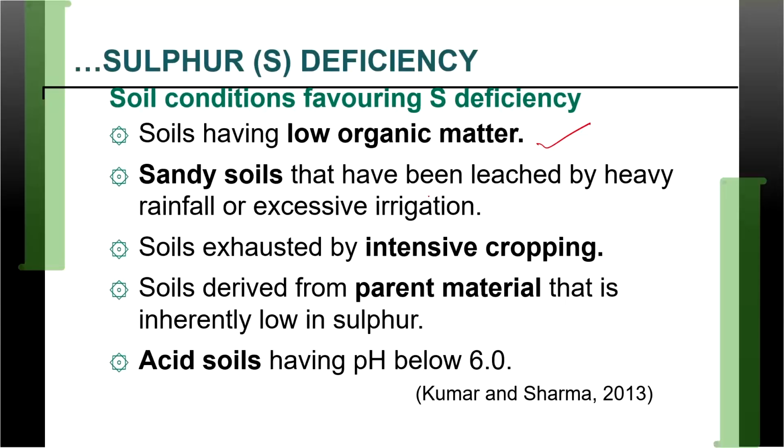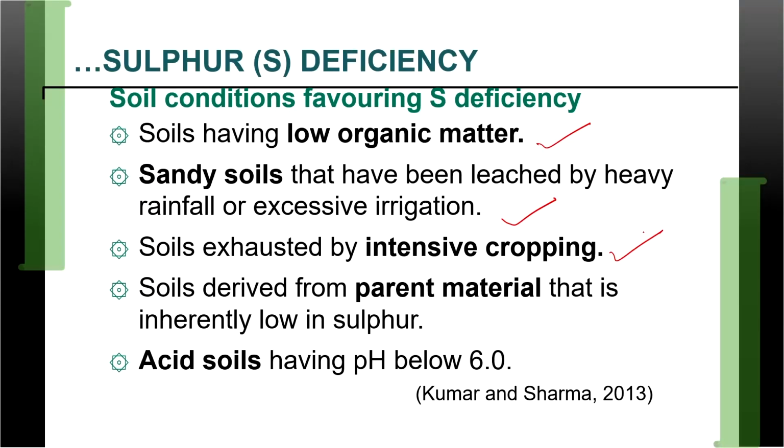And sandy soils that have been leached by heavy rainfall or excess irrigation. You know, sulfur is finally converted into sulfate, and sulfate is taken up by the crops or plants. So, this sulfate is easily leached from the soil because it is negatively charged, and the cation exchange capacity of lighter soil is also low. So, leaching of sulfate is possible, particularly when your rainfall is high or irrigation frequency is also high.